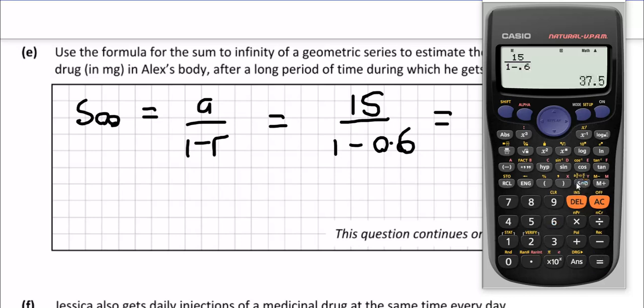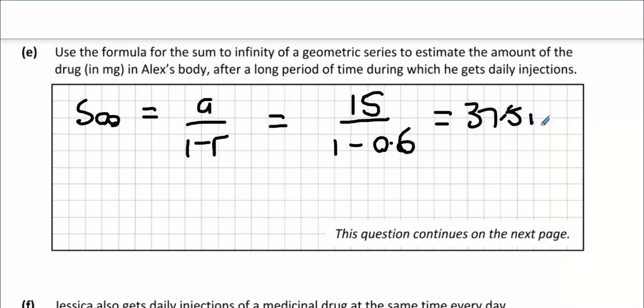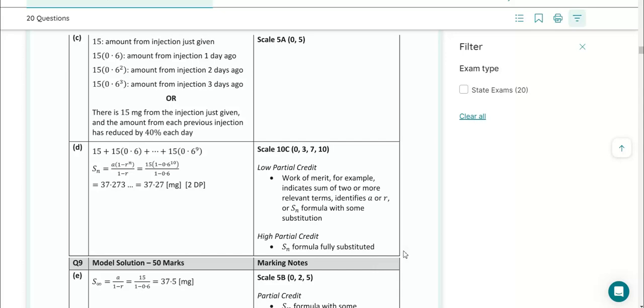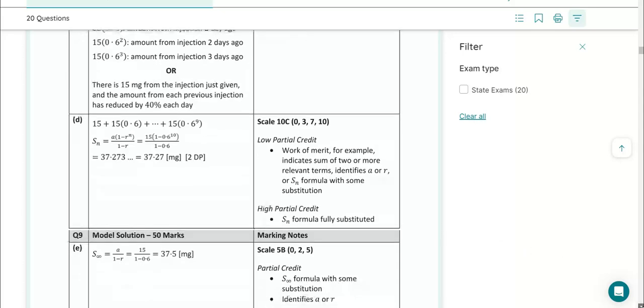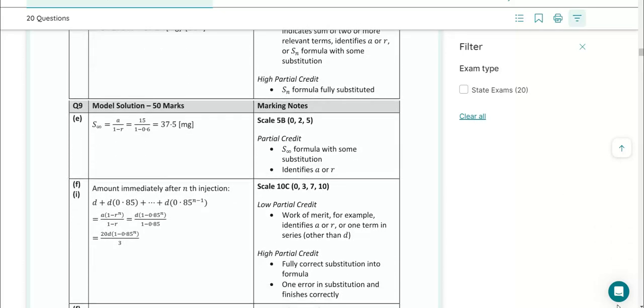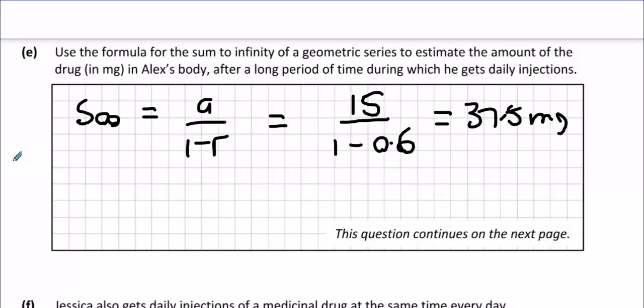And we get 37.5. And once again, we're just going to quick peek at the marking scheme. 37.5, yeah, that's a 5 marker. And now there's a part F we're going to have to look at as well. Zoom. Okay, let's keep going down.